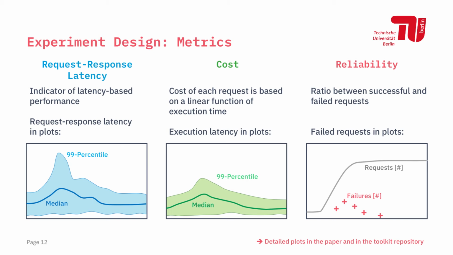Request-response latency could be extracted directly from our measurements, while cost would be extrapolated based on the execution latency. Because FaaS providers bill you based on the execution time or execution latency of your function and the provisioned memory you used, in our case 1 gigabyte of memory, and based on that we can calculate the cost. Lastly, failures: we use the ratio of failures to extract reliability of these different providers.